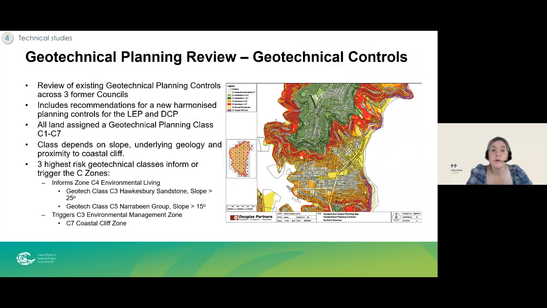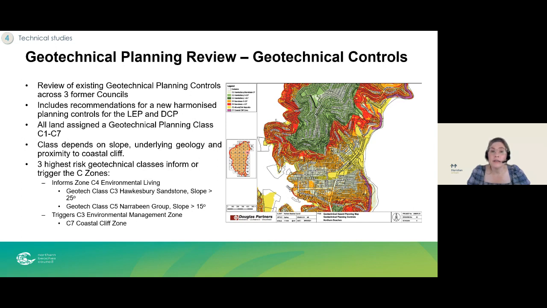The Geotechnical Review Report is a technical study undertaken by engineering consulting firm Douglas Partners. It sought to review the existing planning controls across the 3 former local government areas associated with geotechnical planning related matters and provide updated mapping and controls to be incorporated in a unified Northern Beaches local environmental plan and development control plan. A detailed table and map is contained that tags all land across the Northern Beaches into one of 7 geotechnical planning classes, depending on the known underlying geology or soil and topographic position, so its slope.